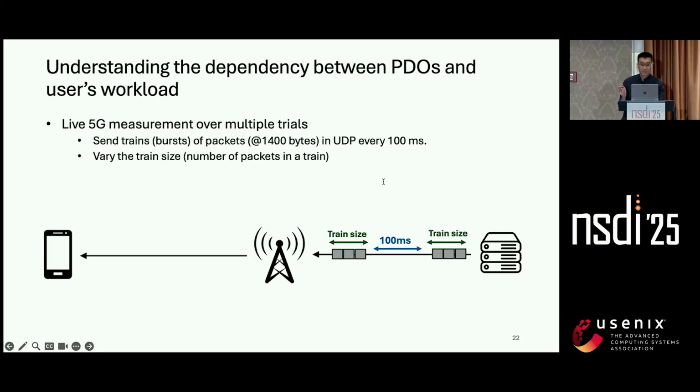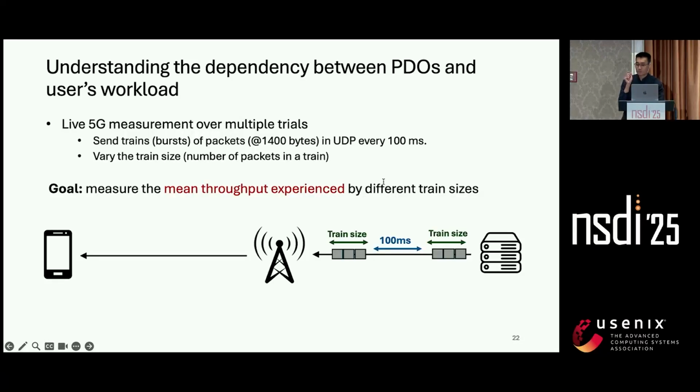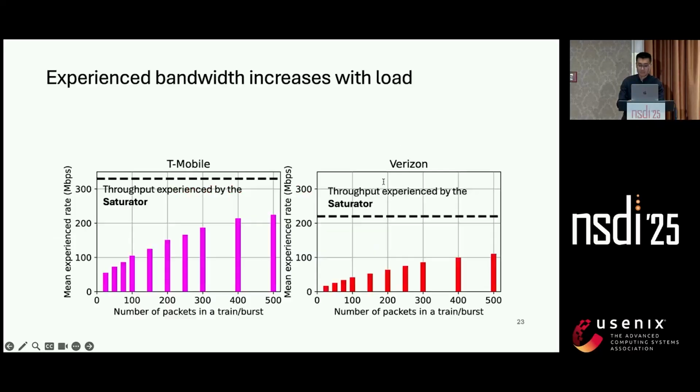So we conducted experiments in which our server periodically sent trains or bursts of UDP packets every 100 milliseconds. We also varied the train size, that is, the number of packets within each train. Our goal was to measure the average throughput experienced by the different train sizes. Here are the results for T-Mobile and Verizon. The x-axis represents the train size, and the y-axis shows the experienced throughput.